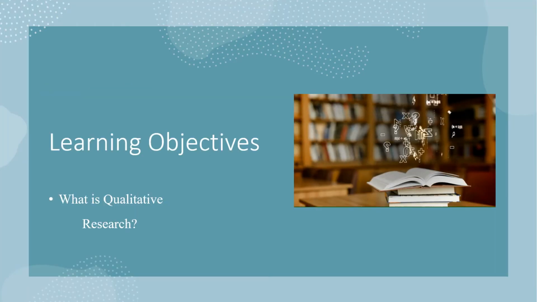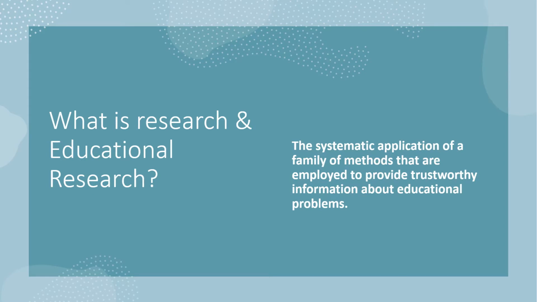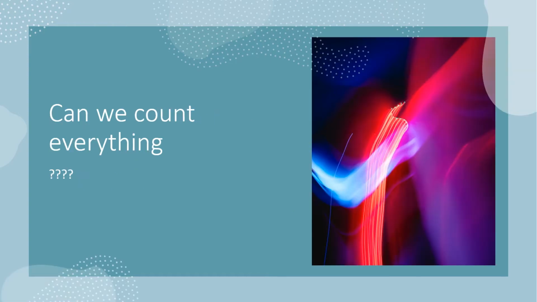In relation to learning objectives, our main objective is learning about qualitative research. Before going forward, we must explain what research and educational research are. It is the systematic application of a family of methods that are employed to provide trustworthy information about educational problems. Let's talk about it in detail.